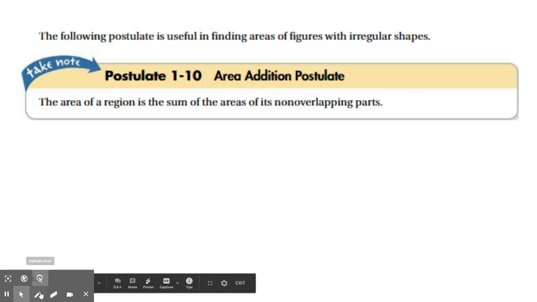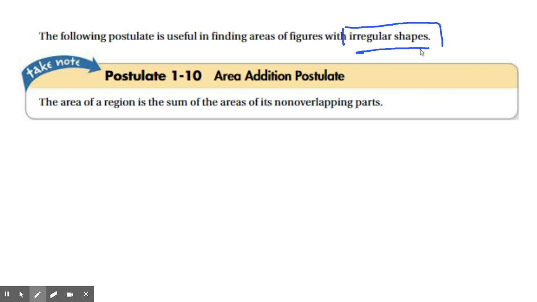Last on this set of notes, we're going to work with some irregular shapes. So it'll not be a recognizable shape. This area addition postulate says the area of a region is the sum of the areas of its non-overlapping parts. So what we're going to focus on is taking an irregular shape and breaking it into rectangles and triangles. Rectangles and triangles. Okay, and again, it's from these types of figures and our formulas that we can then find the area of the larger irregular shape by adding those smaller areas.